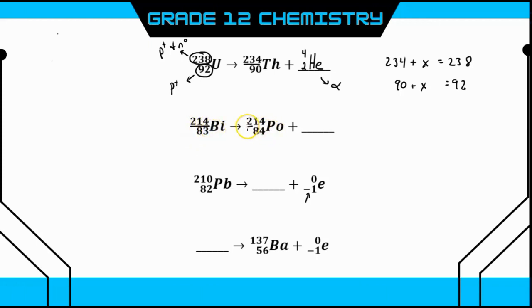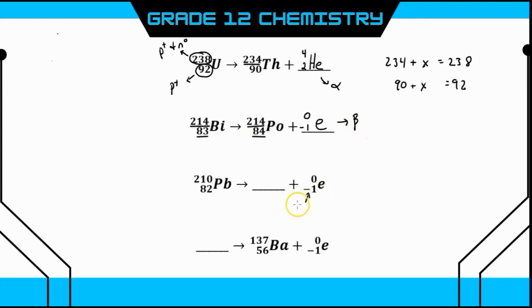So we have 214 is equal to 214 plus, well, that's got to be 0. And over here we have 83 must be equal to 84 plus, oh, that's going to have to be a -1, right? Because 84 subtract 1 is 83. So what is this? This is our beta particle, a high energy electron. So this is a beta decay reaction.